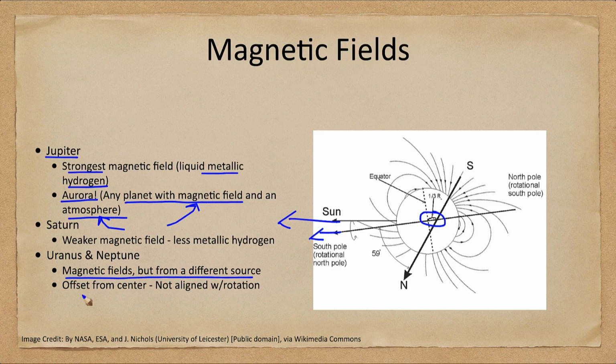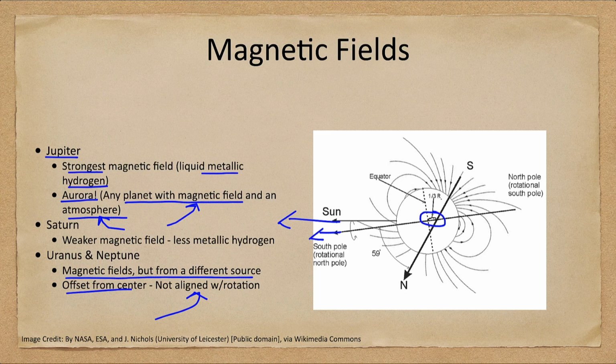But we note again that in both cases they're offset from the center, and they are not even aligned with rotation, and they're not close. Yes, Earth's is also shifted by a little bit, but not by 60 degrees. That would be a tremendous difference between the two.